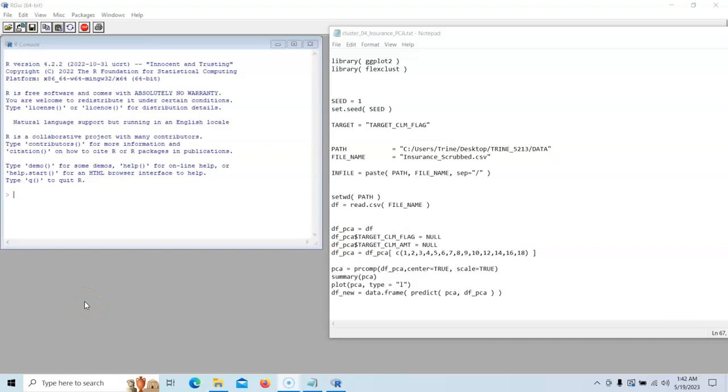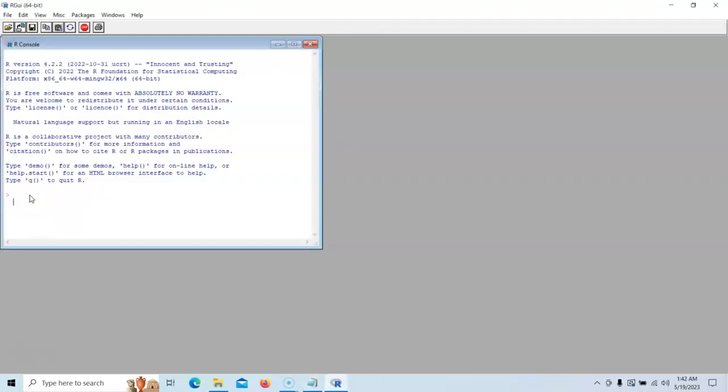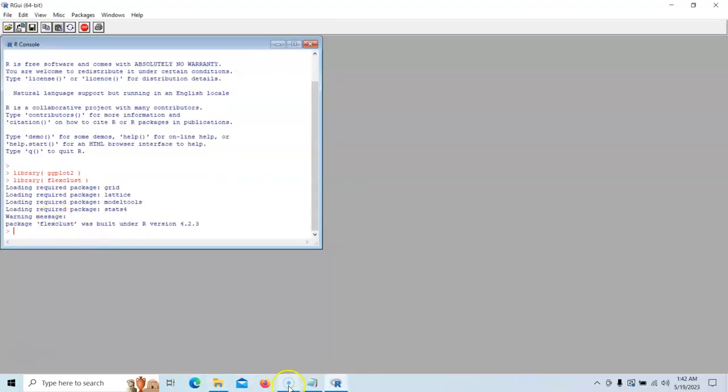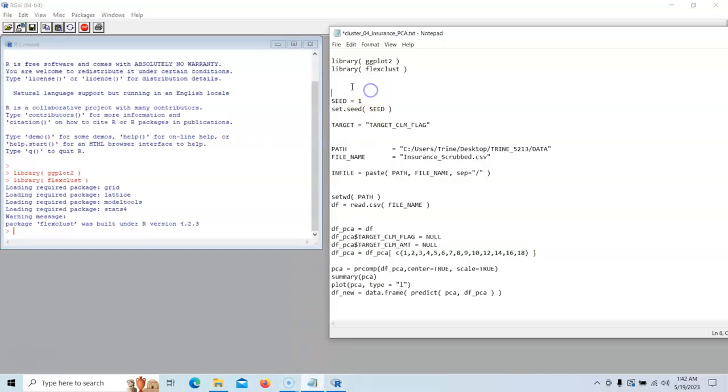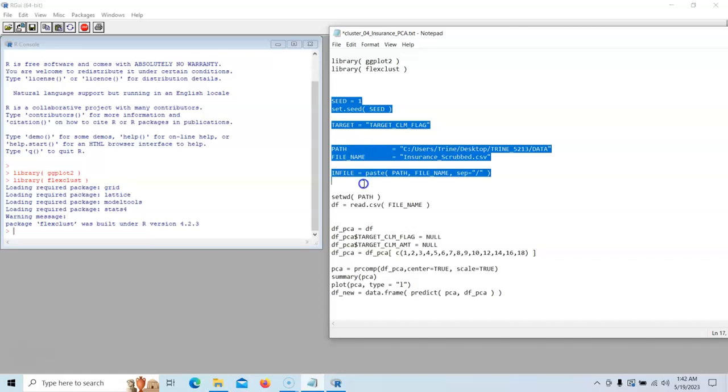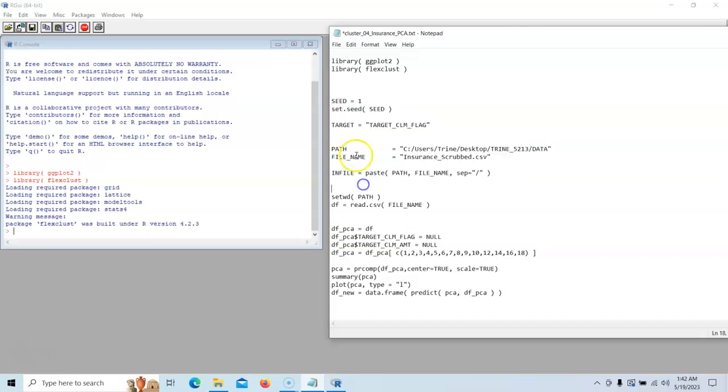Now we're going to use cluster analysis to analyze our insurance data set. So as before, let's load in ggplot and flexclust. We're going to need those. And let us read the data in.